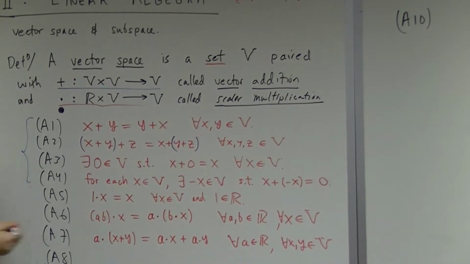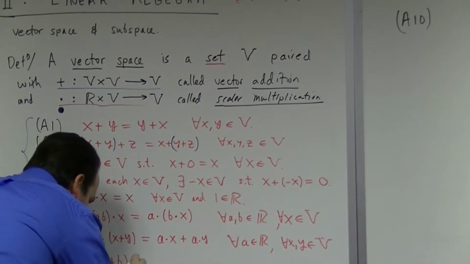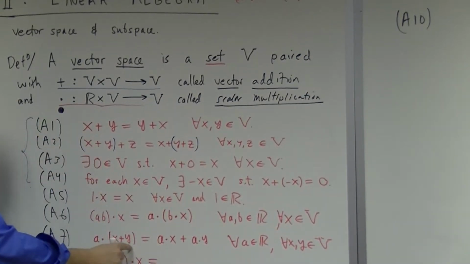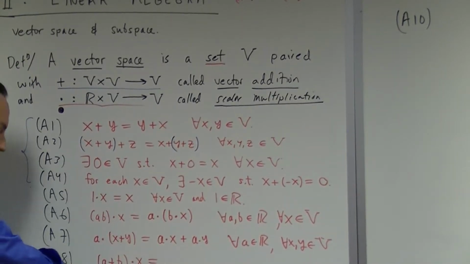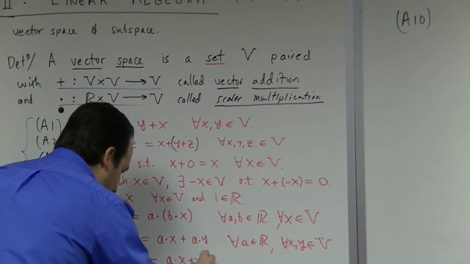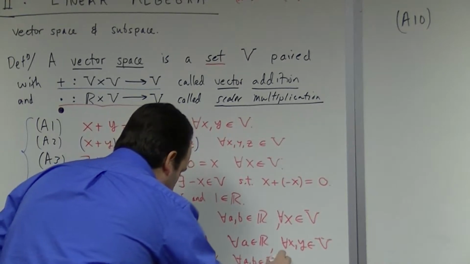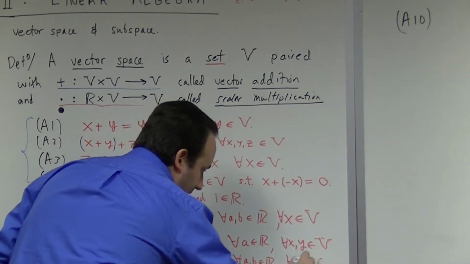But anyway, (a plus b) dot x is equal to, so I can either break up the addition in the vectors, or I can break up the addition in the scalars, and it distributes the natural way. So like a dot x plus b dot x, right? So this would be for all a and b in the reals, and for all x in the vector space.